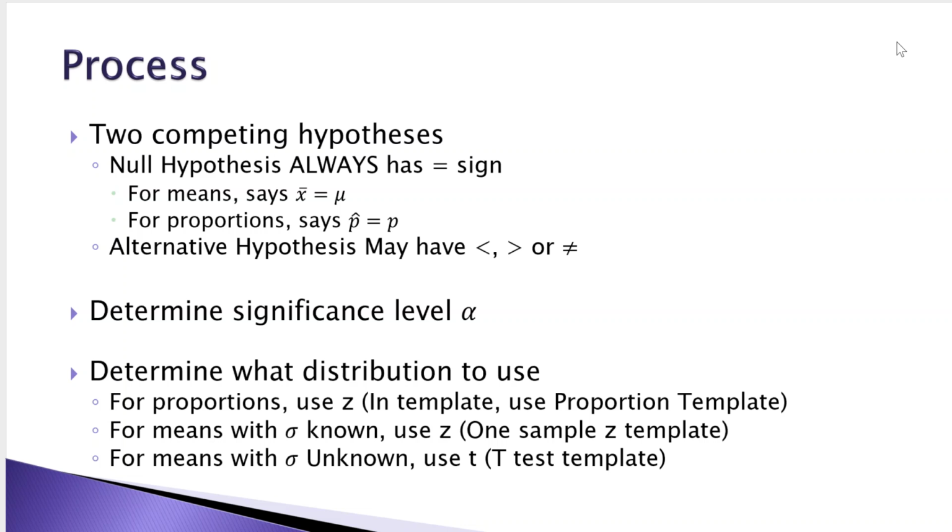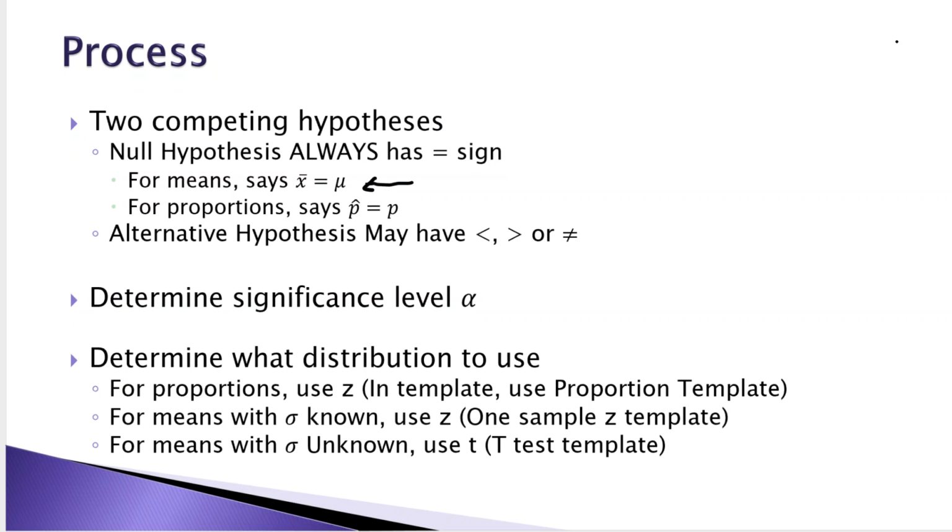Now, our null hypothesis always has an equal sign in it. For means, we're going to say that the mean of our sample equals the mean of the population. For proportions, we're going to say that the proportion of our sample equals the proportion of our population.